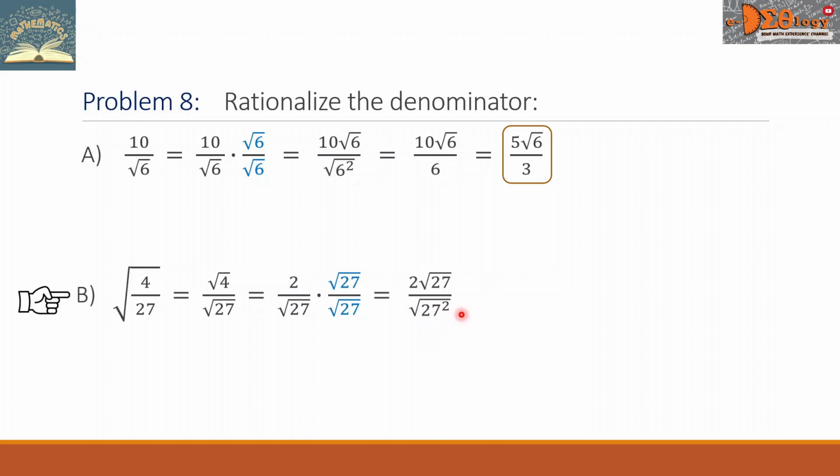So we can cancel the power 2 and the radical. So it becomes like this. Finally, 2 square root of 27 over 27.